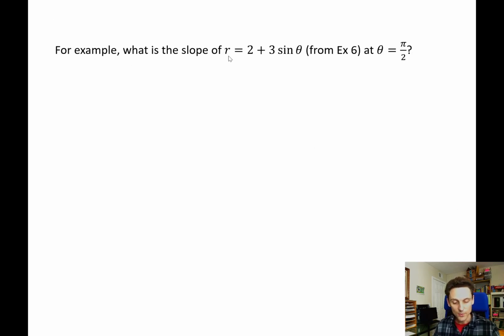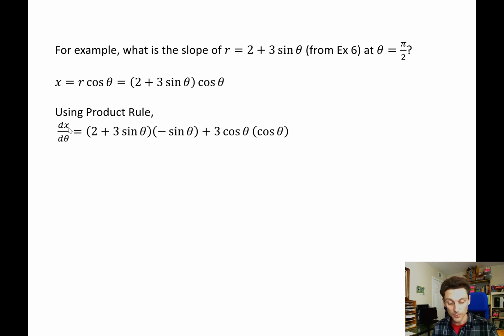So for example, what is the slope of r equals 2 plus 3 sine theta? This is example 6, that polar equation, at theta equals pi over 2. Well, we have x equals r cosine theta, so replace the r with, in this case, 2 plus 3 sine theta, and then we have cosine theta. Using the product rule, we can get the derivative of x with respect to theta. So that's going to be the first times derivative of second plus the derivative of the first times the second. Then we can start simplifying a little bit. We've got negative 2 sine theta minus 3 sine squared theta plus 3 cosine squared theta. So there's dx d theta.